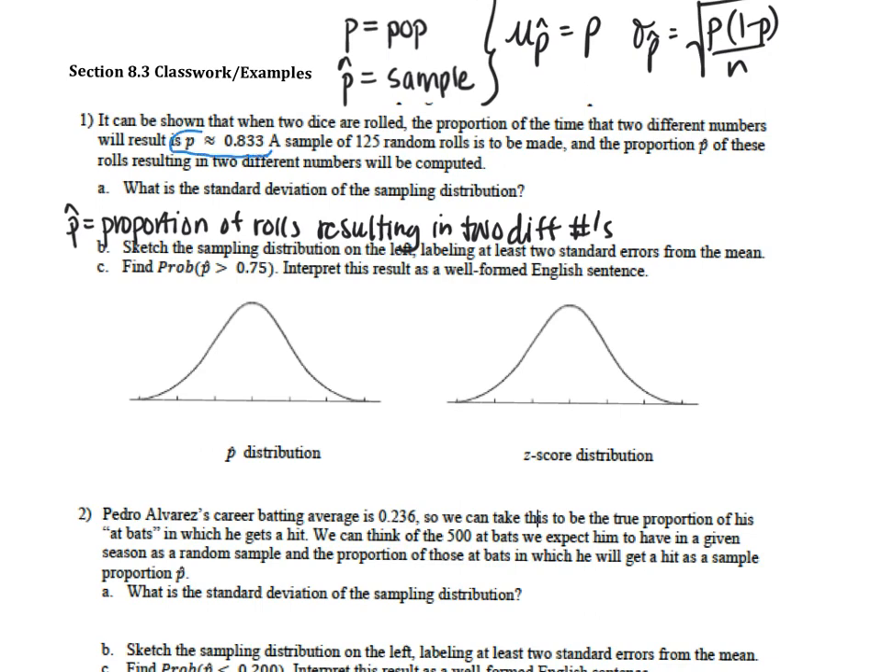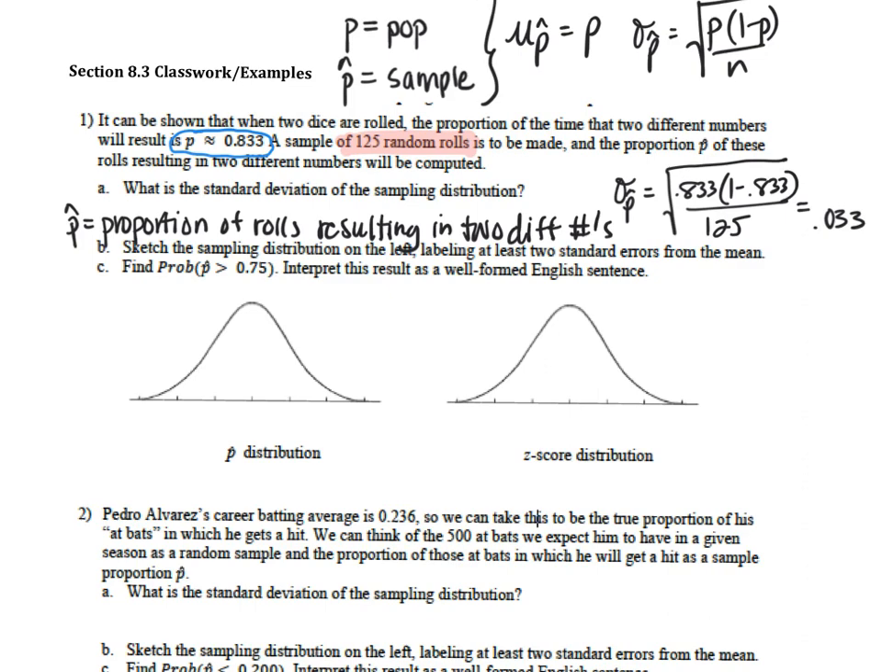So p is equal to 0.833. That is for the population. We're saying that for every single instance or case, not just a sample, the proportion of rolls resulting in 2 different numbers for dice is 0.833. So let's find our standard deviation based off of that. We're going to use our formula above. Sigma sub p hat is equal to the square root of p, which is 0.833, times 1 minus 0.833 over n, and n is a random sample of 125 rolls. So we can say over 125. And we calculate this out and get 0.033.